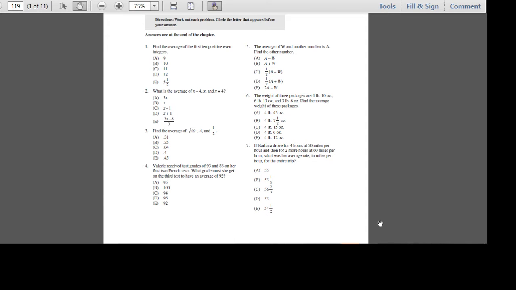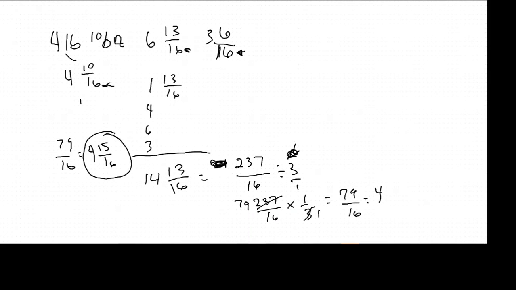So when I look at that, am I disregarding the amount of hours and just looking at miles? No. When you're doing a rate times time question, like an average rate, you need to find the total number of miles. So you're basically multiplying 50 times 4 and 60 times 2, so you can find the total number of miles, and then you divide by the total amount of time. So 200 plus 120 is 320 miles.